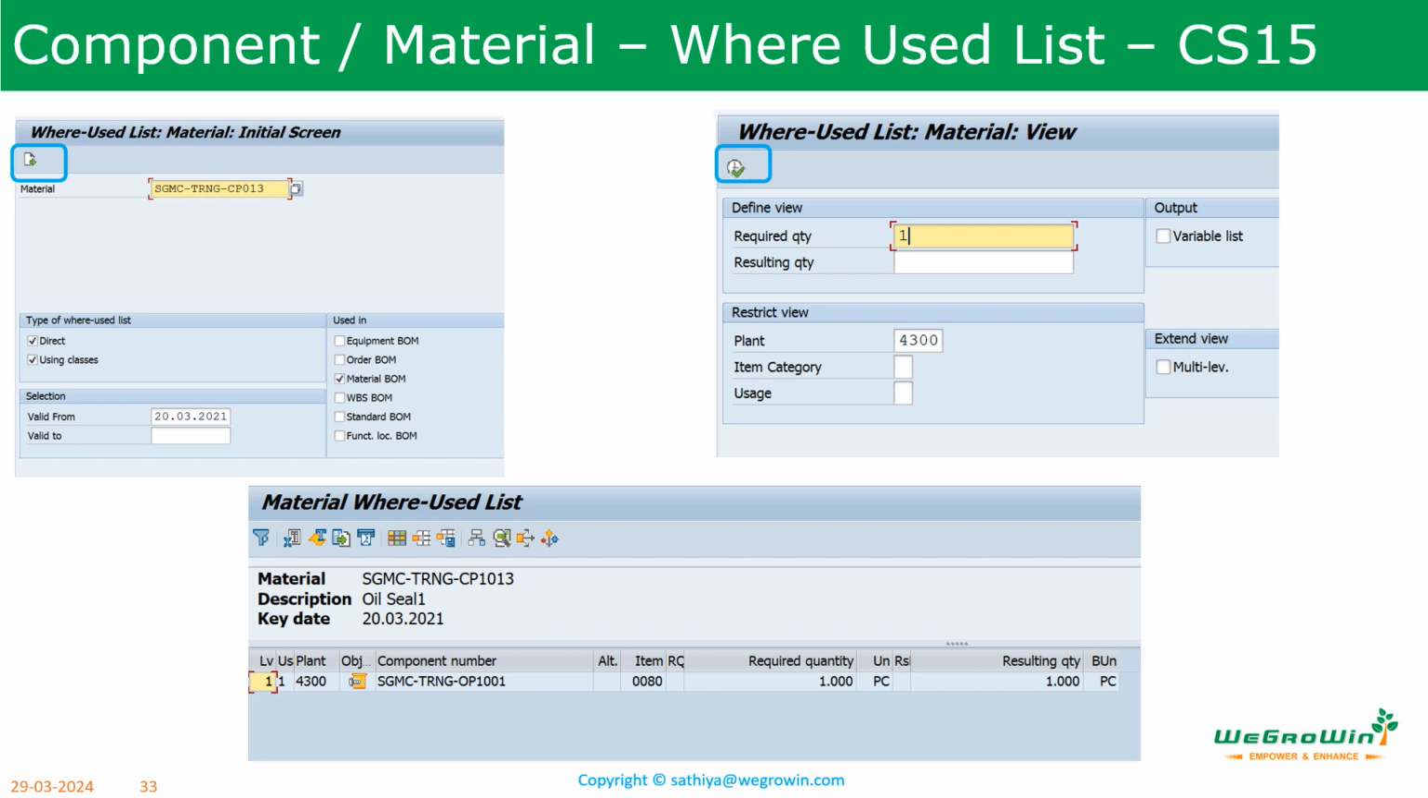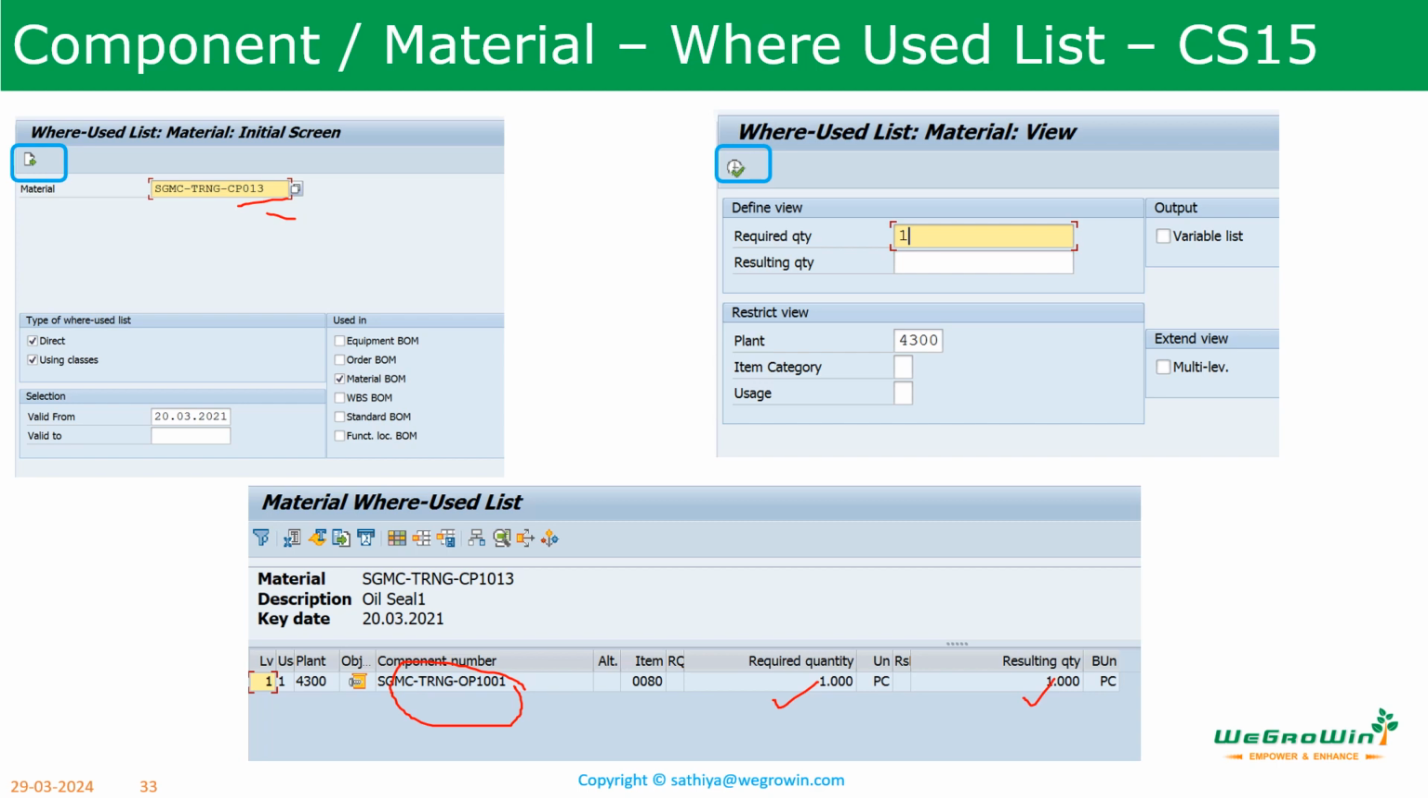So this component CP013 is used in this SGNC training component output here, OP1001. One piece is required to produce one product. The required quantity and the resulting quantity are also 1. We can see both the results here. So we see how much quantity is used, and using this, how much of the product you are producing. That also we can see.